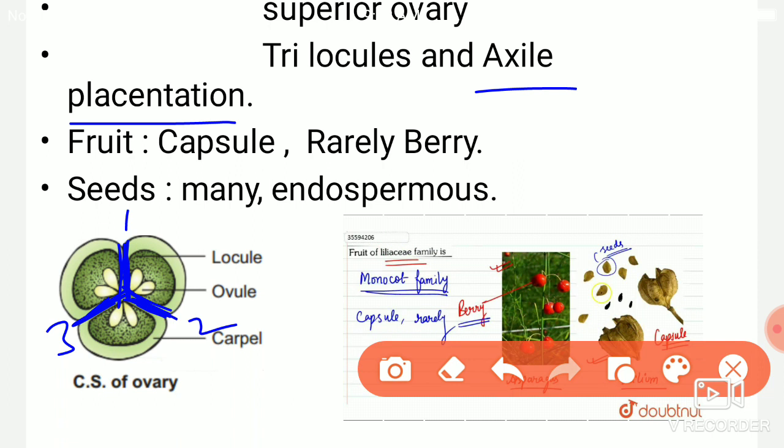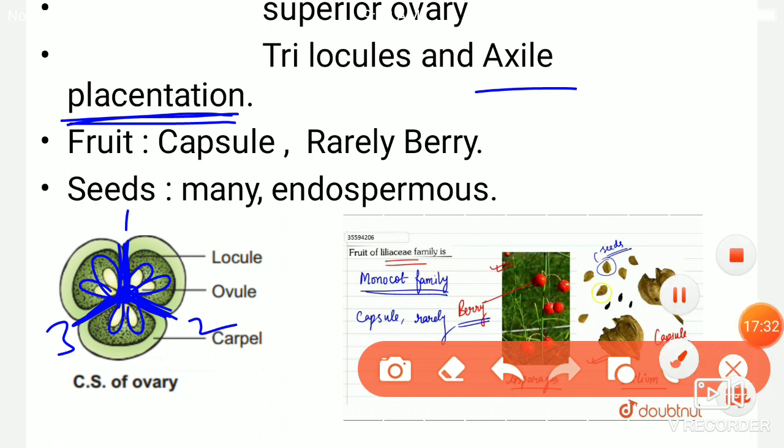So what is axial placentation? Ovules are arranged at the axial part of the ovary. Here you can see the central axis. Ovules are arranged at the central axis. Such a placentation we will consider as the axial placentation.